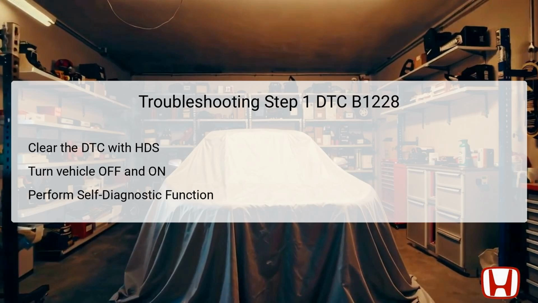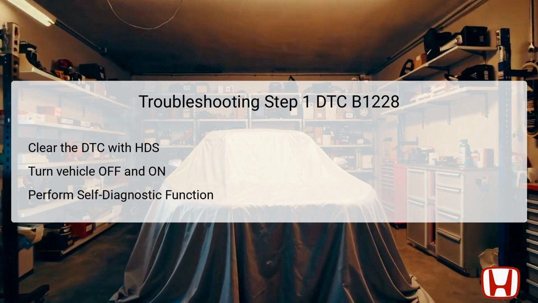The first step in troubleshooting DTC B1228 involves using the HDS Honda Diagnostic System to clear the existing diagnostic trouble code. After clearing the code, it is essential to turn the vehicle to the off lock mode, and then back to the on mode. This action resets the vehicle's systems and allows for a new diagnostic assessment. Following this, a self-diagnostic function should be performed using the HDS or the climate control unit itself, which checks for the presence of fault codes again.